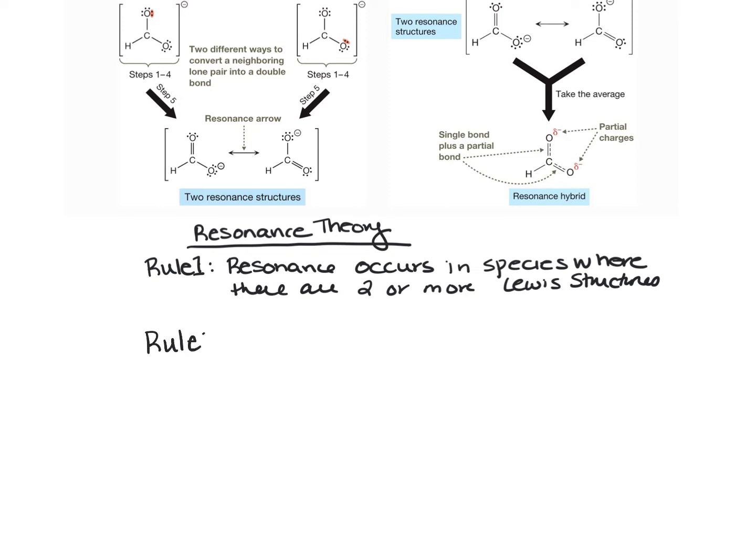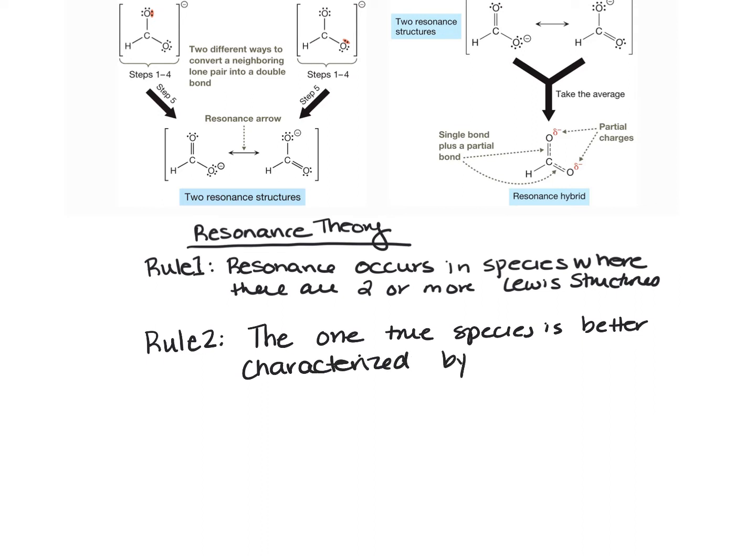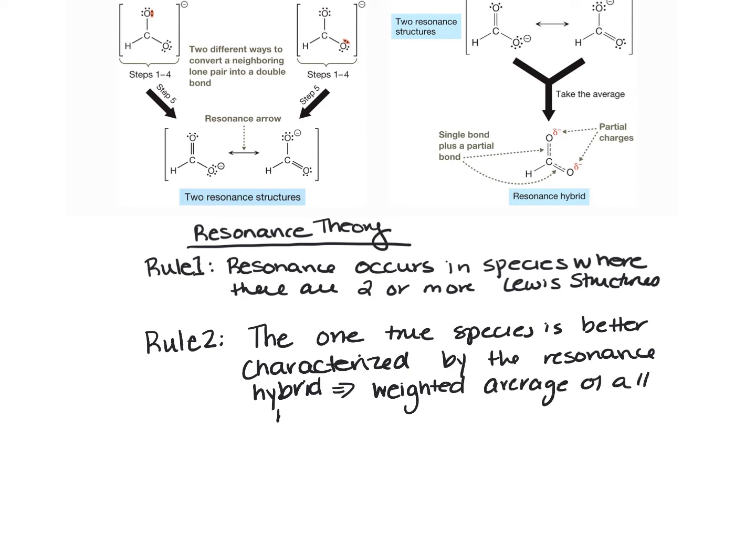And we have kind of this rule two for resonance theory: an individual resonance structure doesn't accurately describe the structure of the species. The one true species is better characterized by the resonance hybrid, right? And that's basically like a weighted average. So it's a weighted average of all resonance structures.